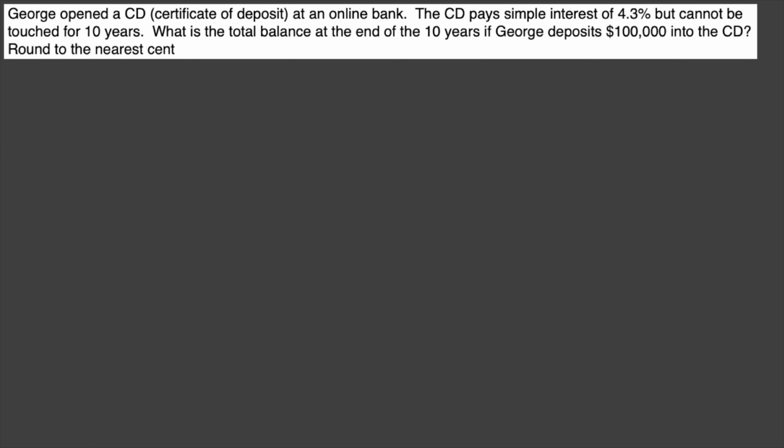This question says, George opened a CD, which is a certificate of deposit, at an online bank. The CD pays simple interest of 4.3%, but cannot be touched for 10 years. What is the total balance at the end of the 10 years if George deposits $100,000 into the CD? Round to the nearest cent. So notice they tell us that the CD pays simple interest. So what is the equation for simple interest?